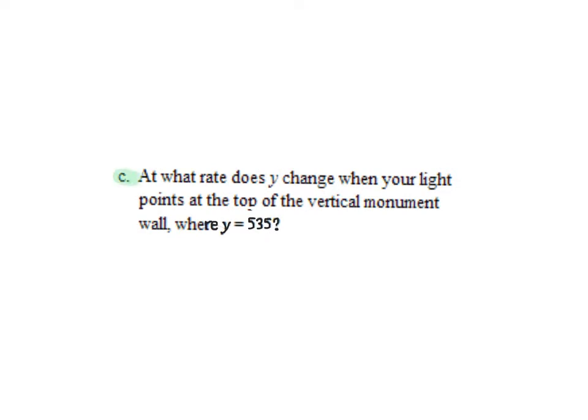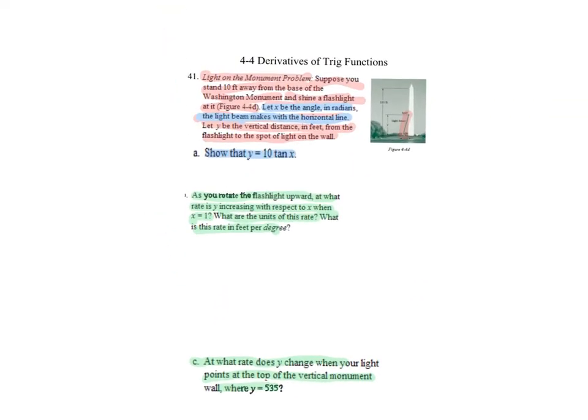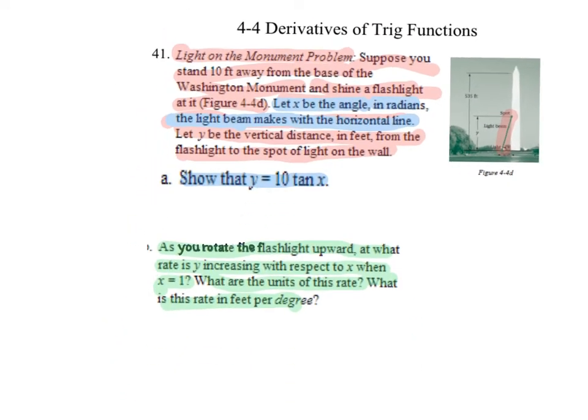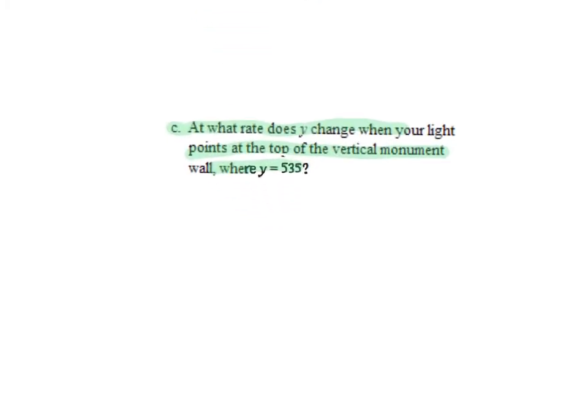And then the last one we're going to do is, at what rate does y change when your light points at the top of the vertical monument, where y equals 535 feet? Alrighty, let's do this problem.